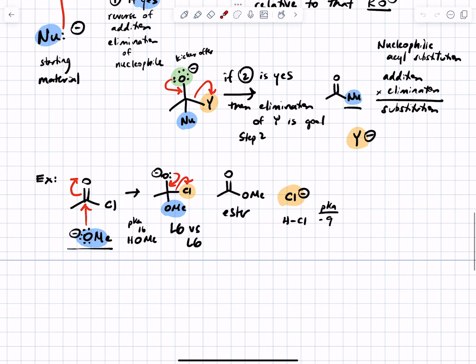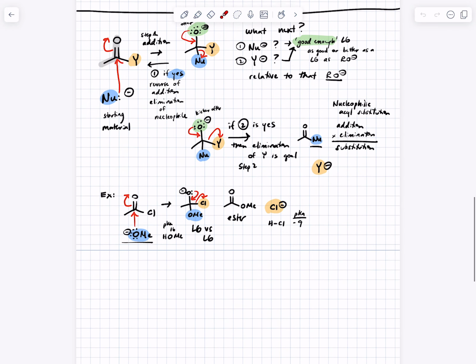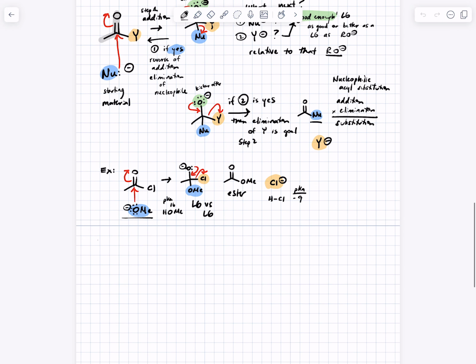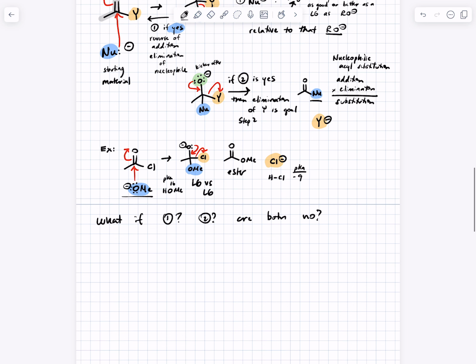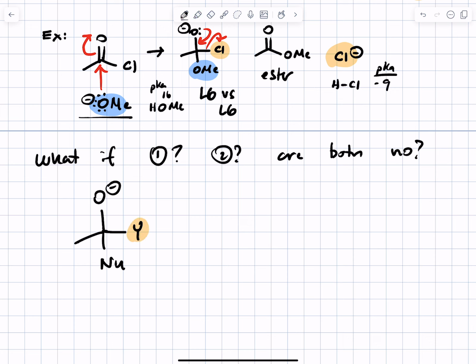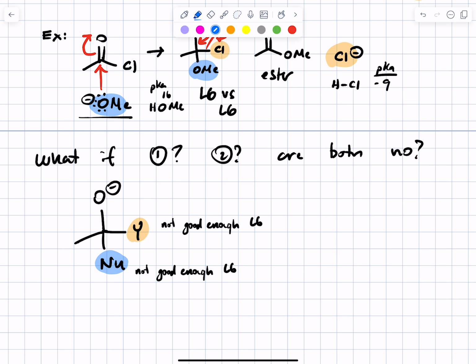So with that, we do need to consider one final third case, which is, what if the answers to questions 1 and 2 are both no? Then you get to the tetrahedral intermediate, and the Y group is not a good enough leaving group to leave, and the nucleophile is similarly not a good enough leaving group to leave relative to the kicker offer. And so there we stop.